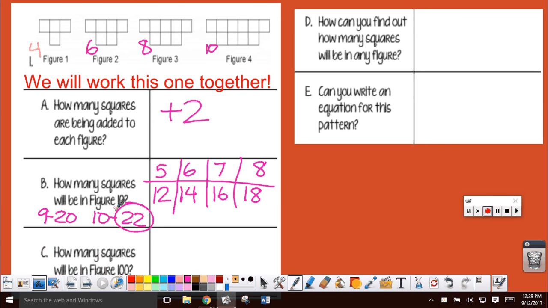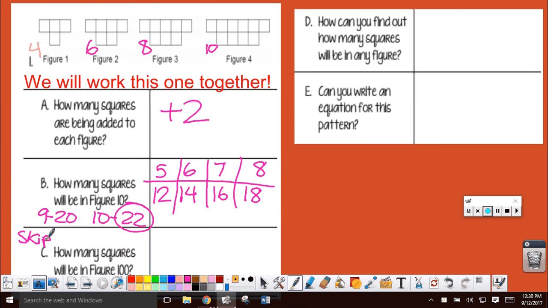So how many squares will be in figure 100? A lot. Okay? Do you think that we can just go ahead and multiply by 10? Okay, so if I took figure 5, right, and it had 12 squares, figure 10, we're going with that idea, if we multiply by 2 from figure 5 to figure 10, what should we have gotten? 24. So can we automatically multiply? No, so I'm going to say we're going to skip this and come back to it.